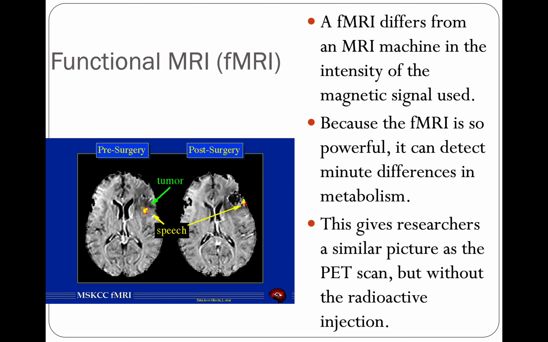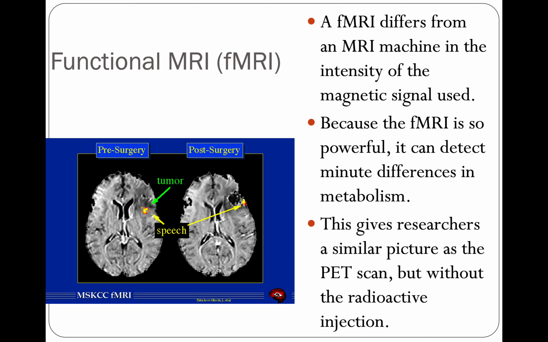A functional MRI differs from the MRI machine in the intensity of the magnetic signal that is used. Because the functional MRI is so powerful, it can detect minute differences in metabolism. This gives researchers a similar picture as the PET scan, but without the radioactive injection. PET scans and functional MRIs are fairly expensive.